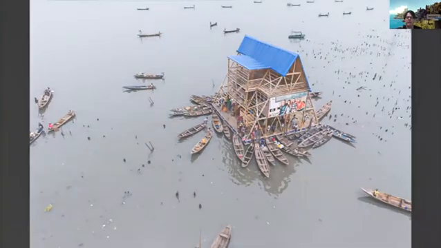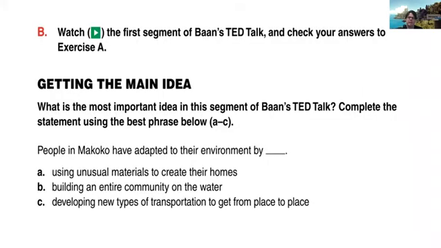So that's the end of part 1. This should be really quick. You can always pause whenever you need to, but you don't really need to pause here. People in Makoko have adapted to their environment by doing what? Building an entire community on the water. B. And for the next part, you will need to pause.